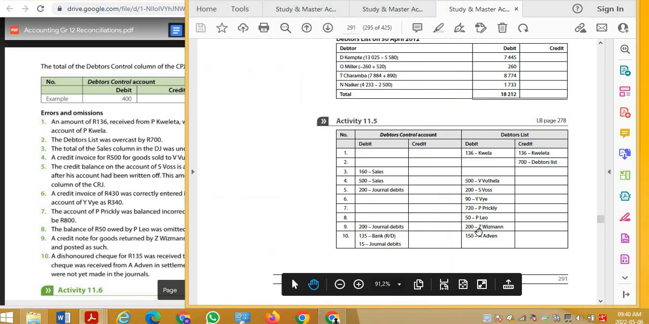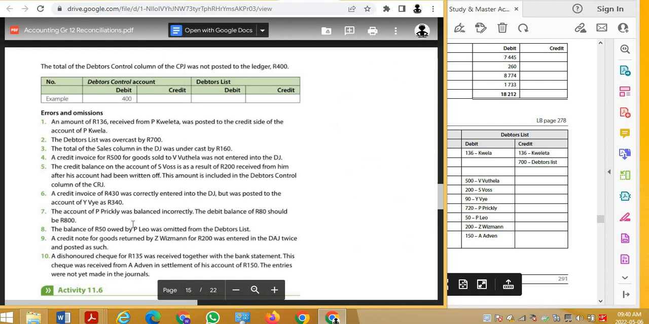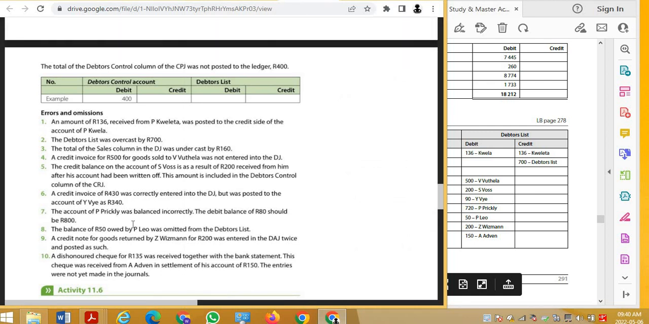I'm not too concerned about the numbers or the actual where they are going. You can speak to me if that's not making sense. I'm just going through the understanding behind why we are debiting or crediting the debtors list or the debtors control account.